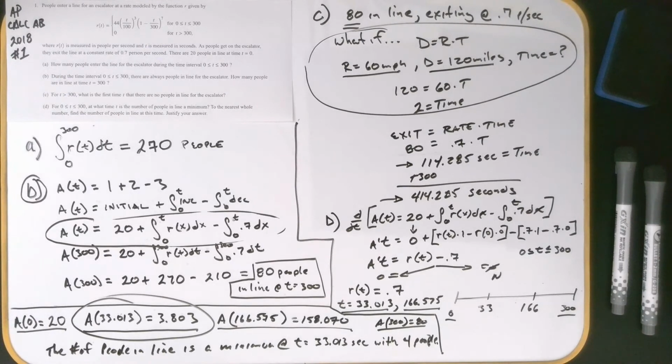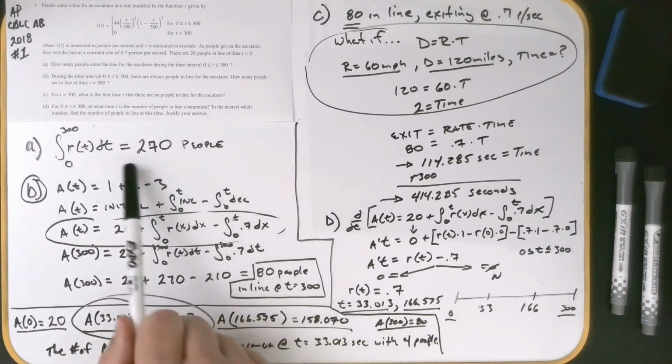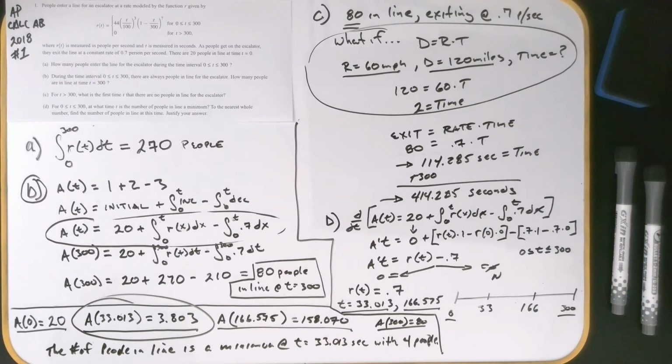So, from the top, a 2 rates question. It's rates people are getting in and out of line for an escalator. So, question number 1, how many people got in line in 300 seconds? Integrate a rate, get what you get, 270, no problem. Second one, that was the function build. Build the equation for the amount of people in line at any given time. A of t, initial condition, plus the rate of increase, minus the rate of decrease. And then they wanted it at the 300 second. We just substituted in, and we got our value here, letting our calculator do the work.